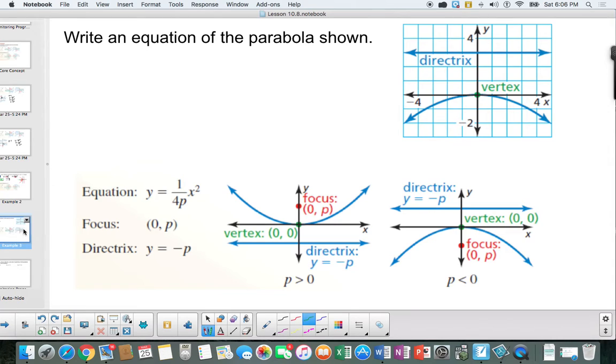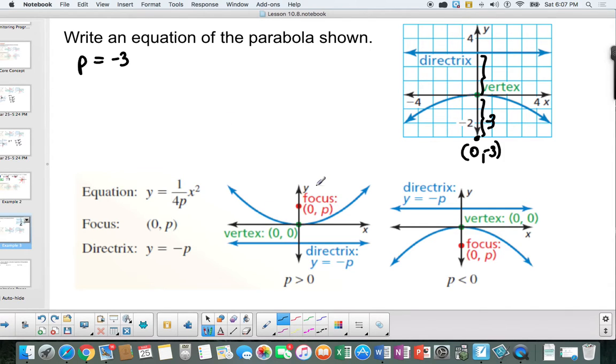All right, let's do it again. Again, I'm going to look at where my directrix is. My directrix is here, and this reveals my P. Since this is 1, 2, 3, I know my focus is going to be 3 here. So my focus is going to be 0, negative 3. This is going down 3 like that. So I know now my P is equal to negative 3, and I could go ahead and write my equation.